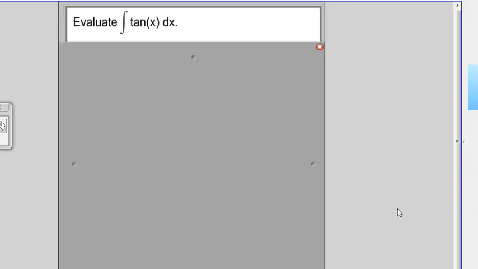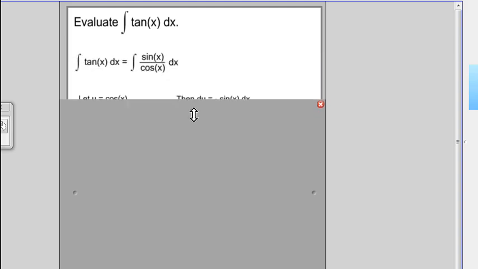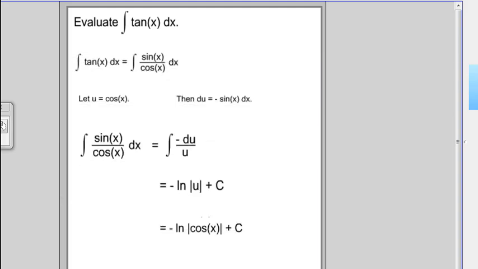Another example here. My suggestion here is to write tangent as sine over cosine. Here is the answer.